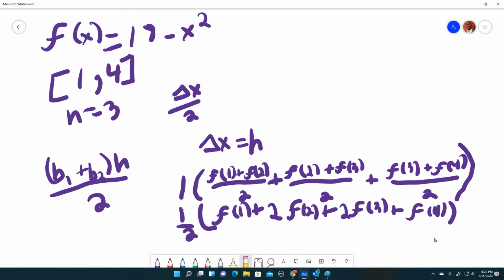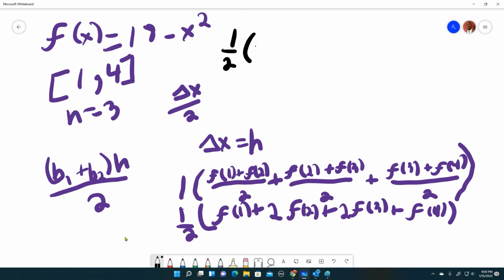Let's see how the picture plays out for this trapezoidal sum with 3 subintervals. We've already calculated the values of f of 1, f of 2, f of 3, and f of 4, so I'm going to go through them very quickly. I have a lot on the screen, so let me change the color to make this calculation stick out.